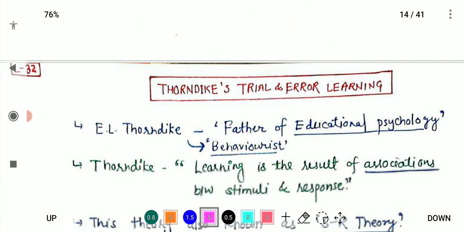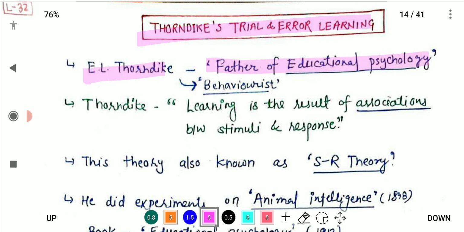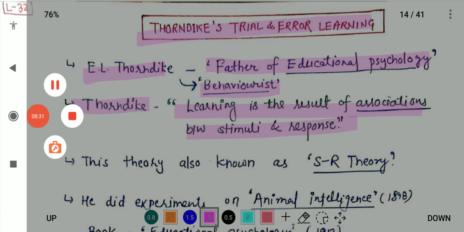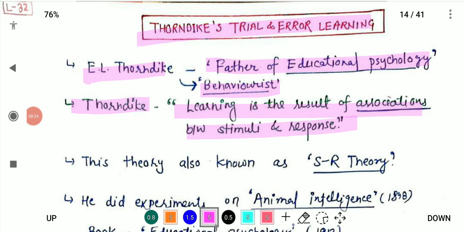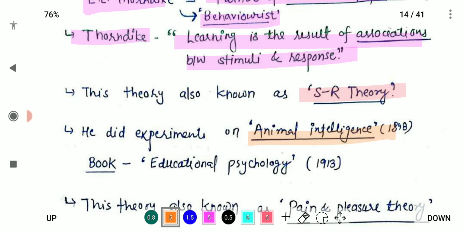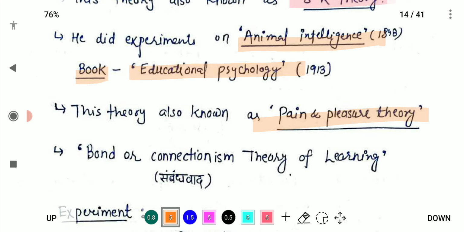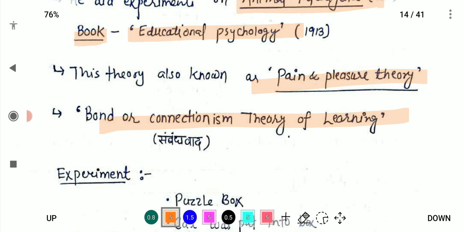Understood? Then we are going to see Thorndike's trial and error learning. Thorndike, father of educational psychology, was a behaviorist. He said learning is the result of association between stimulus and response. How beautifully he told us. So this theory is also known as S-R theory. He did experiments on animal intelligence and wrote a book called Educational Psychology in 1913. This theory is also known as pleasure-pain theory, and bond or connection theory of learning.